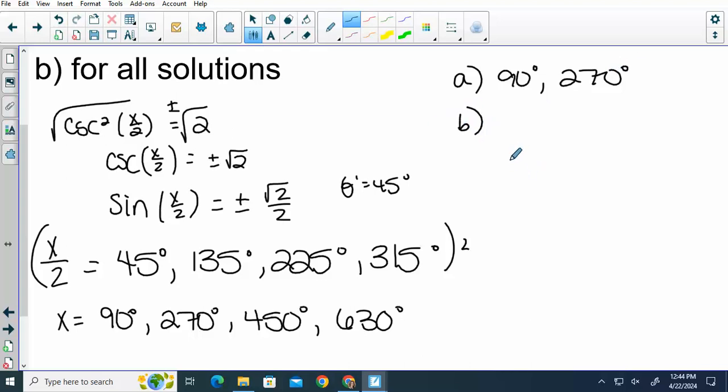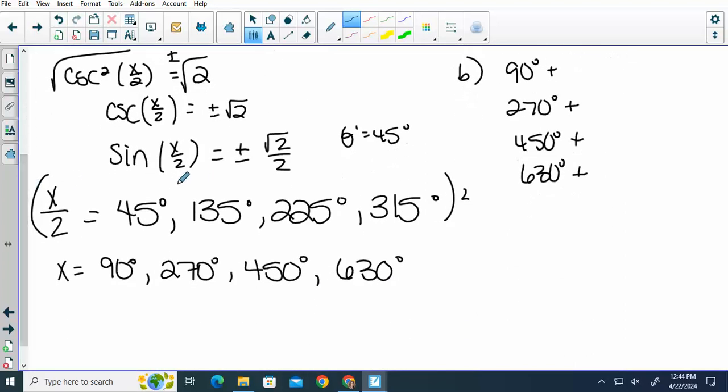Now the second one, when it says all possible, we can do each of these plus the period. What is our period? 720. You can either get it from the beginning, or you could think, well, if I wanted all possible, I would add 360 to this. And so when you multiply by 2, the 360 becomes 720. You do plus 180 to the 90 degrees.